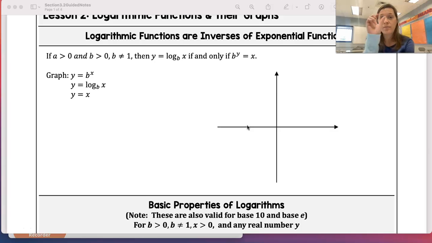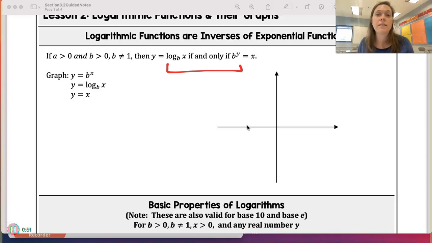Inverses reflect, you flip-flop your x and your y, so they reflect over that identity graph of y equals x. Okay, so here we have if your a is greater than 0 and your b is greater than 0 and b cannot equal 1, then y equals log base b of x if and only if b to the y is equal to x. So that right there is your conversion back and forth between logs and exponentials.